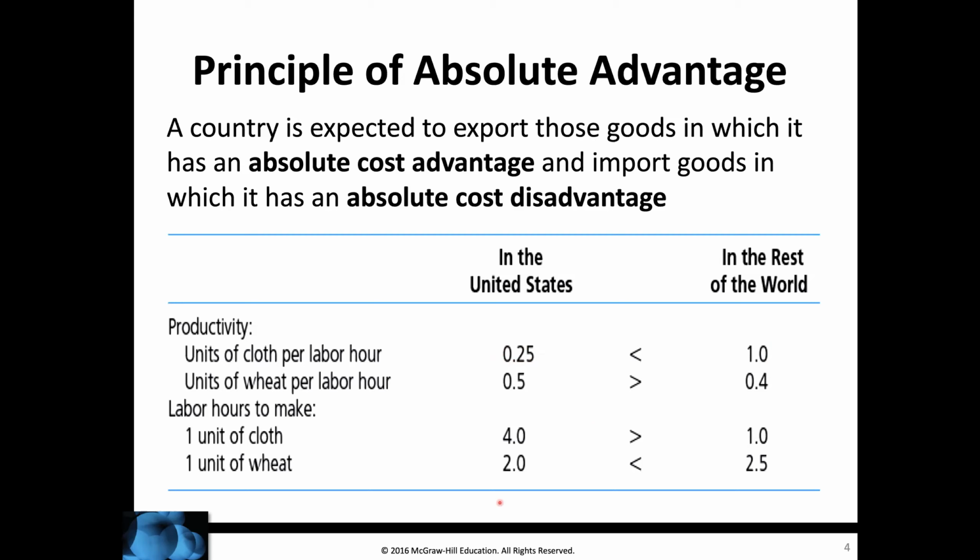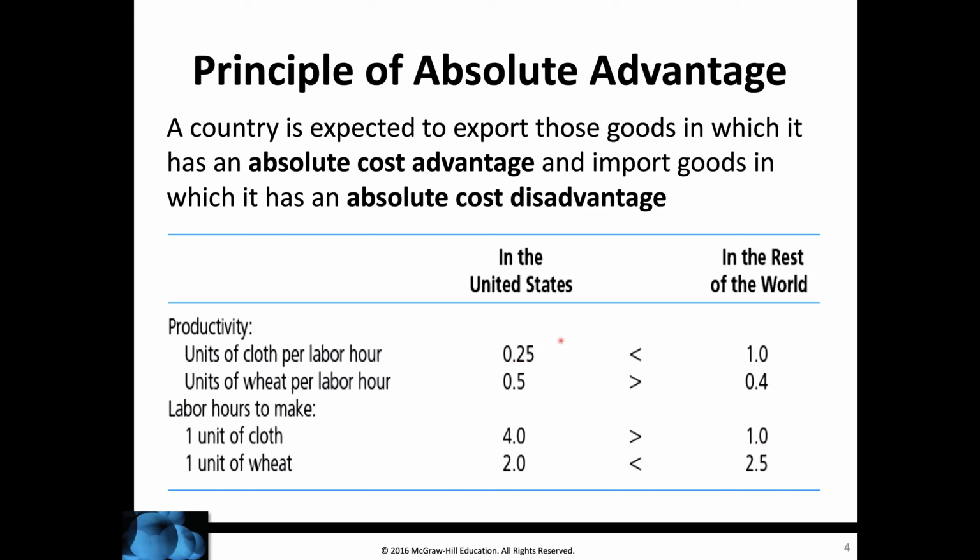Then we're going to look at the second product that is being considered, 1 unit of wheat. Here, the US has an advantage. It only takes the US 2 labor hours to produce 1 unit of wheat, whereas in the rest of the world, it takes them 2.5 hours to produce 1 unit of wheat.